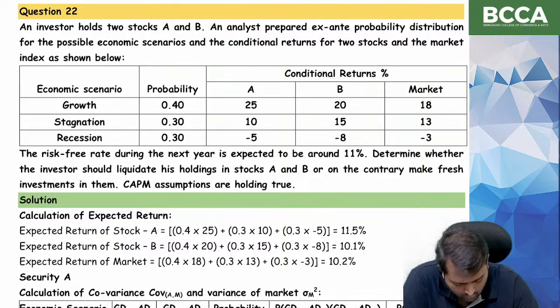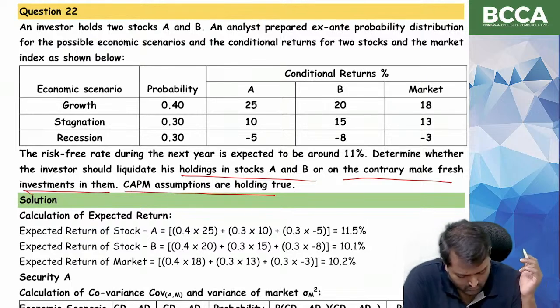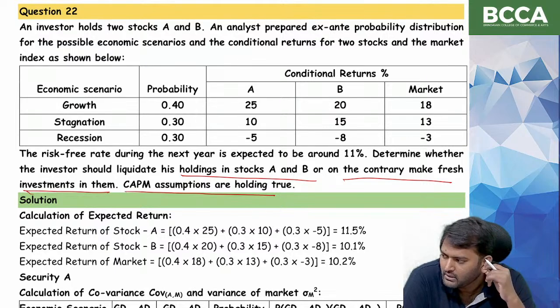Question number 22. An investor holds two stocks A and B. An analyst prepared an ex ante probability distribution for the possible economic scenarios and the conditional returns for the two stocks and the market index as shown below. Economic scenario: growth, stagnation, recession. Probability 0.4, 0.3, 0.3. Conditional returns A, B, and market. The risk-free rate during the next year is expected to be around 11%. Determine whether the investor should liquidate his holding in stock A and B, or on the contrary, make fresh investment in them. CAPM assumptions are holding true.